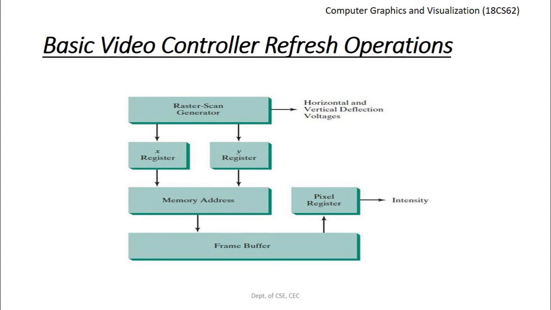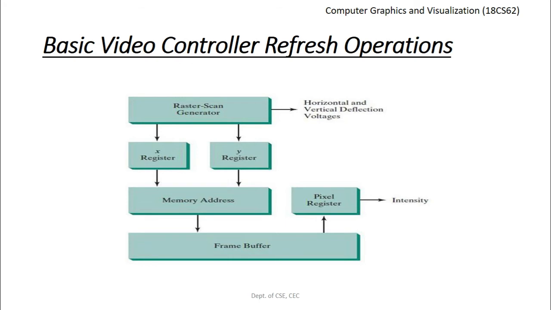Now what can we do to speed up the pixel position processing of a video controller? Since the screen must be refreshed at a rate of at least 60 frames per second, the simple procedure illustrated in this diagram may not be accommodated by RAM chips if the cycle is too slow.